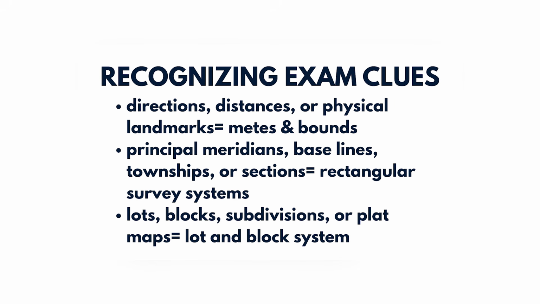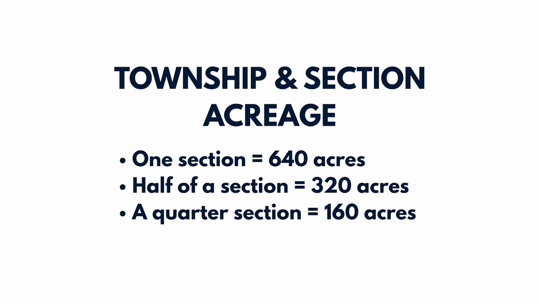and block system. Another concept that appears frequently on the exam is section size in the rectangular survey system. A township is 6 miles by 6 miles. Each township contains 36 sections. Each section is 1 mile by 1 mile, and each section contains 640 acres.